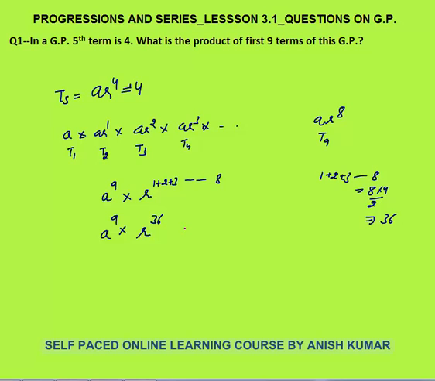Now can I say that this is AR power 4 whole power 9, because this will become A power 9 R power 36. So the product of 9 terms will be AR power 4, whole power 9. We know the value of AR power 4 is 4. Put the value here. So 4 raised to the power 9 is our final answer, the product of the first 9 terms of this GP.